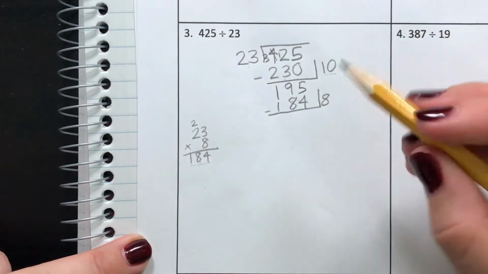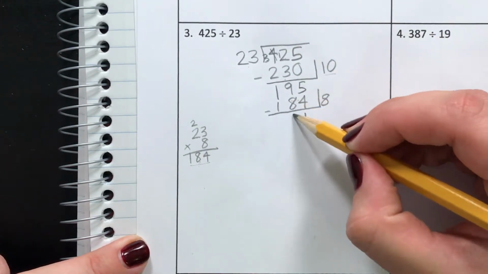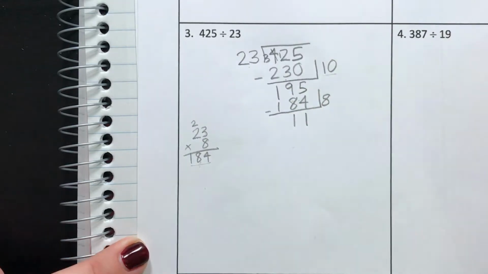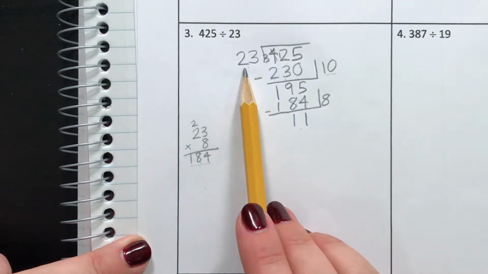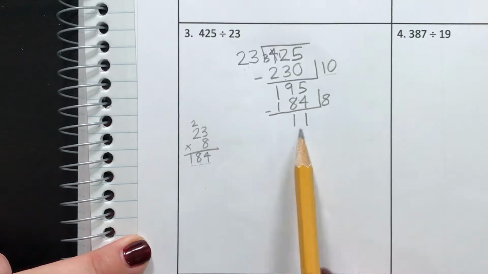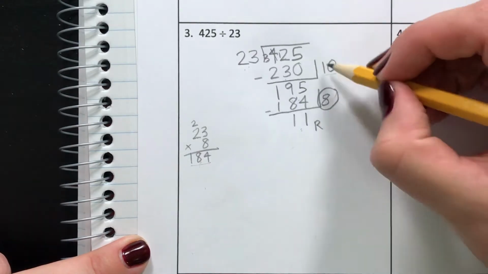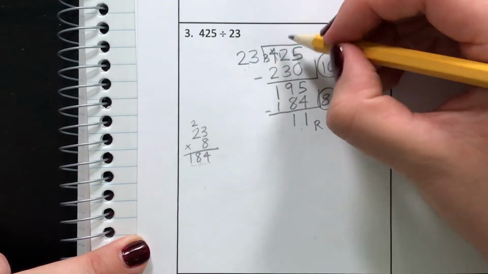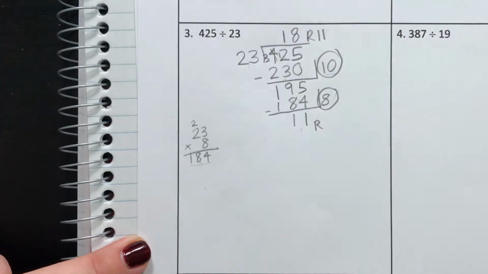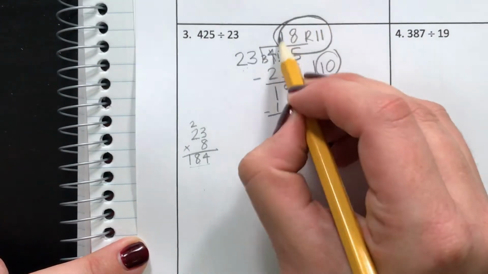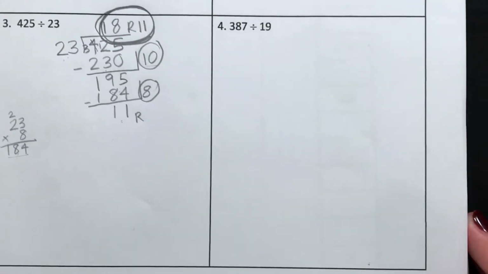All right, subtract. We have 5 minus 4 is 1, 9 minus 8 is 1, and 1 minus 1 is 0, so we're just going to leave that blank. Now we have 11 left over. Can I fit 23 into 11? No, I can't. So 11 becomes our remainder, and we circle our side numbers, add them together, and we get 18, remainder 11, and that is our answer. So we're going to circle it nice and bold, and then move on to number 4.